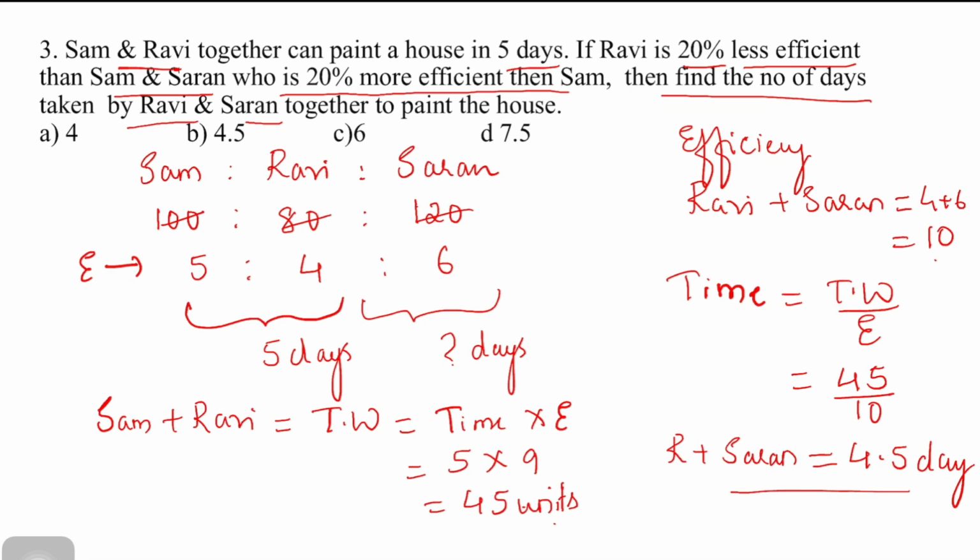This is why we did it: we want to find out total work, because if we find total work then only we can find out the time, isn't it? To get total work we know the time and efficiency of Sam and Ravi, so we can use that to find the total work. When we get total work we can easily find out the time taken by Ravi and Saran. Okay, so next problem.